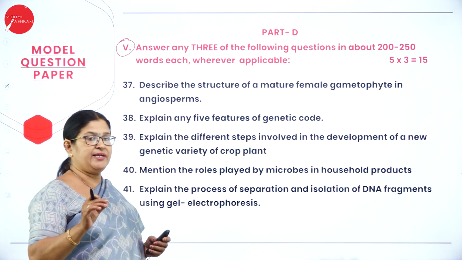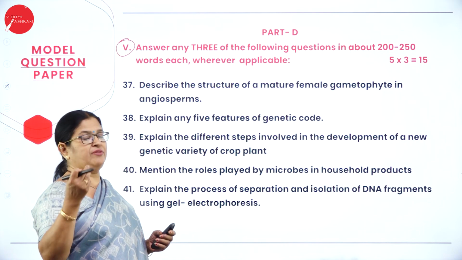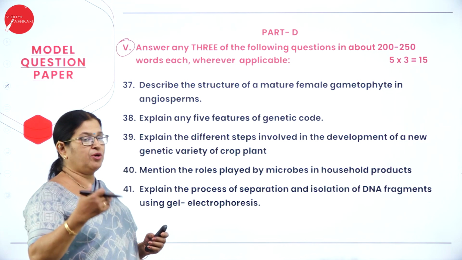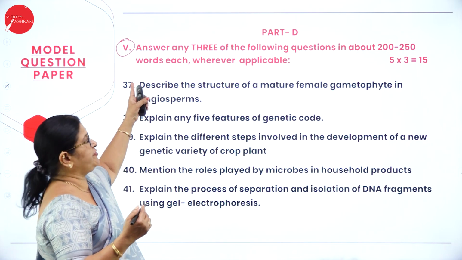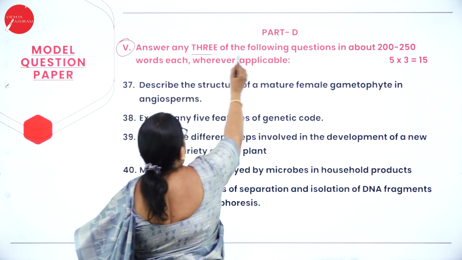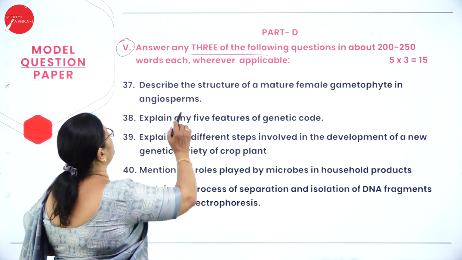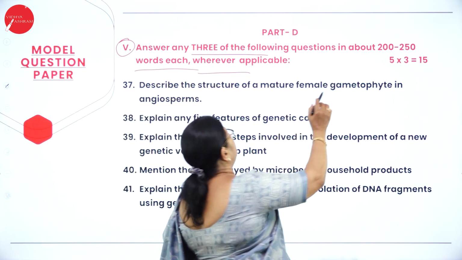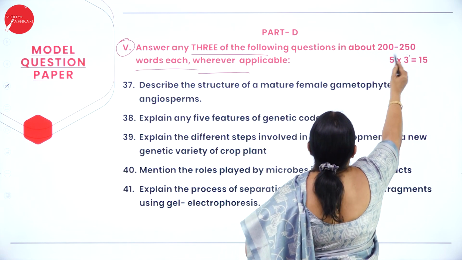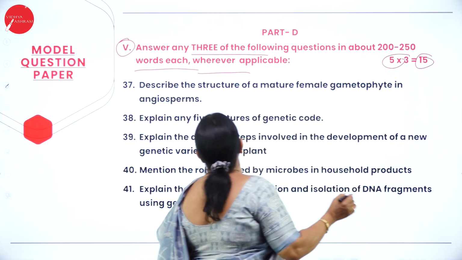As you know, part D is again divided into two mains, the 5th and 6th main, both carrying 5-markers each. Here in part 5, answer any 3 of the following questions in about 200 to 250 words each wherever applicable. That is 5-marker, that is 3 questions, 3 into 5, that is 15 marks.